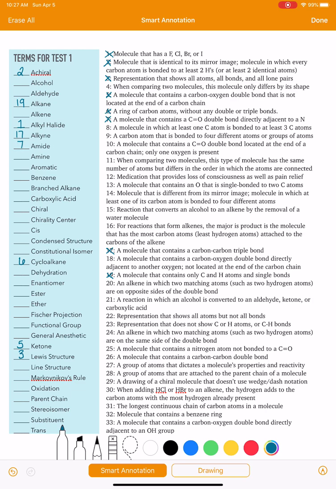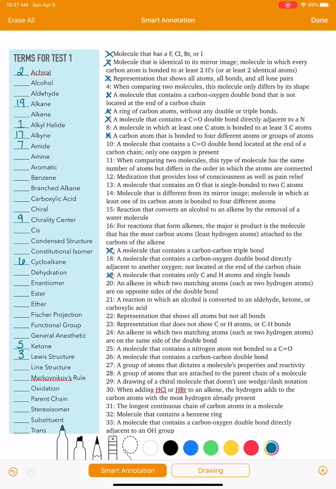8, a molecule in which at least one carbon atom is bonded to at least 3 carbon atoms. What the heck? I'm skipping that. That looks hard. 9, a carbon atom bonded to 4 different atoms or groups of atoms. That's a chiral carbon, chirality center. Number 9 is chirality center.